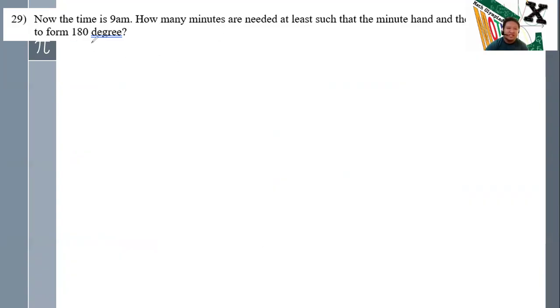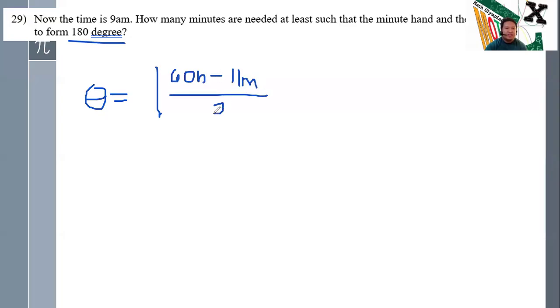Now, 180 degrees is the target, right? So at 9 a.m., the formula for the angle formed by the minute hand and the hour hand, what I know, is the absolute value of 60h minus 11m, divided by 2. I want you to learn that one as early as this: 60 times the hours minus 11 times the minutes, divided by 2. The hour right now is 9 and the target angle is 180. So 180 is equal to 60 times 9 minus 11m, divided by 2.